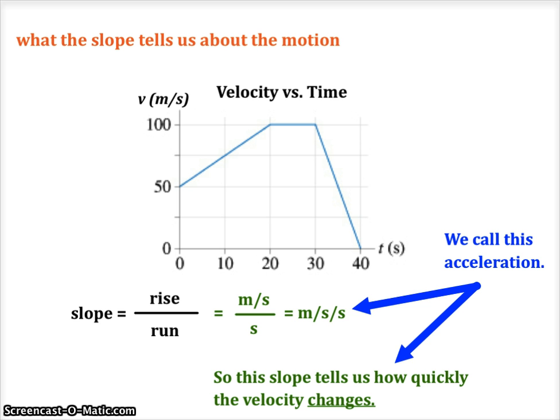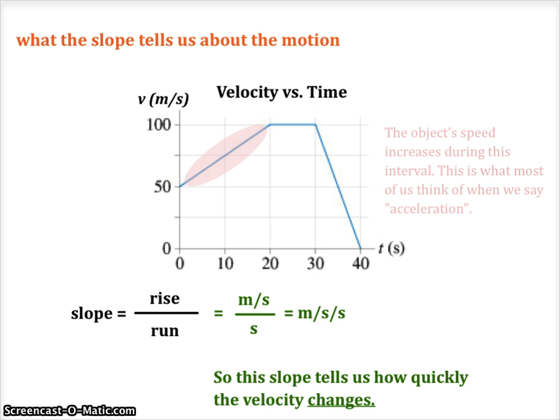Let's take a look at a section of this graph and just try to understand what the slope tells us. So this initial section from 0 to 20 seconds, we can tell that the object's speed begins at 50 meters per second and increases gradually to 100 meters per second during those 20 seconds. So what we can say here is that the speed is increasing, and this is the way that most people think about the word acceleration. But in our class, we will see that there are a number of different ways that the word acceleration will be used. See that in just a second.